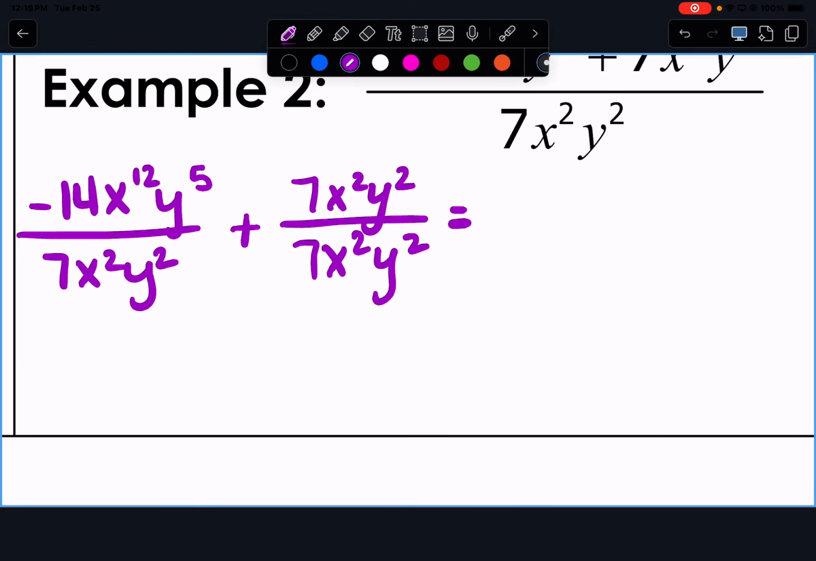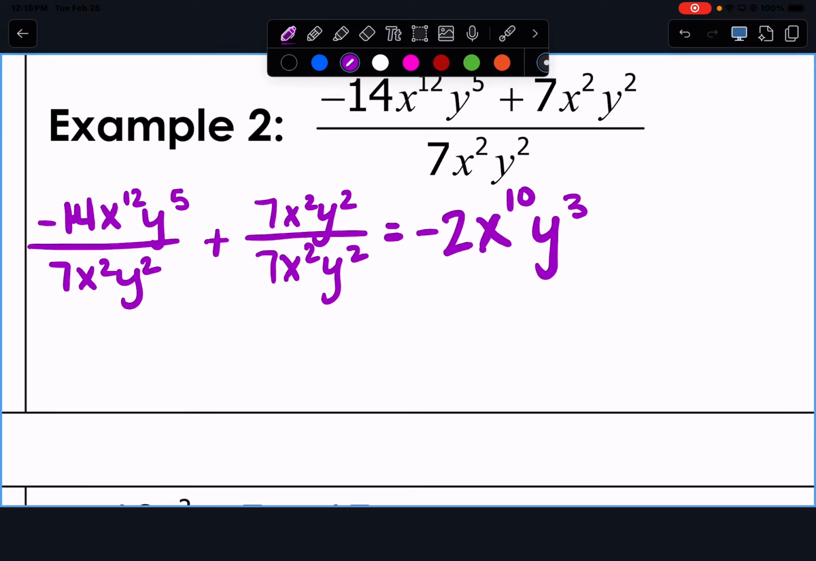So let's do the same problem. Negative 14 divided by 7 is what? Negative 2. x to the 12th divided by x squared is x to the 10th, because remember we have to subtract our exponents. So 12 minus 2 is 10. And then we'll get y to the third. That is our first term.